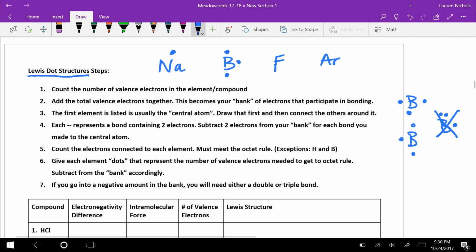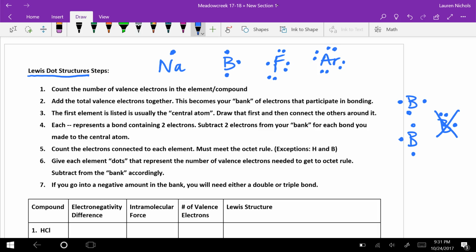Fluorine is in the halogen family, column 17, so it has 7 valence electrons. So I put 1 on each side, and then add the rest, so we have 7. And then argon is in the noble gases and has 8 valence electrons. Okay, so Lewis structures are the way that we draw compounds to show that they have reached the octet.